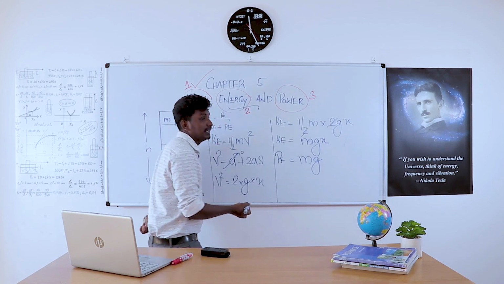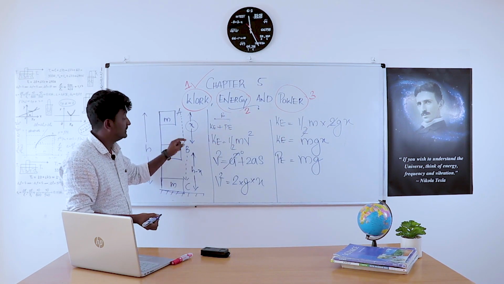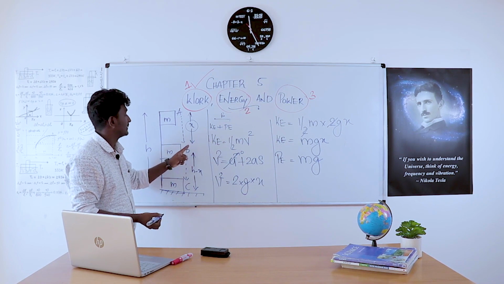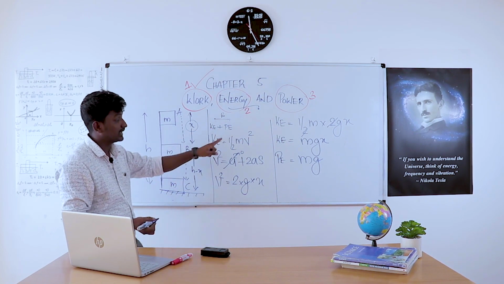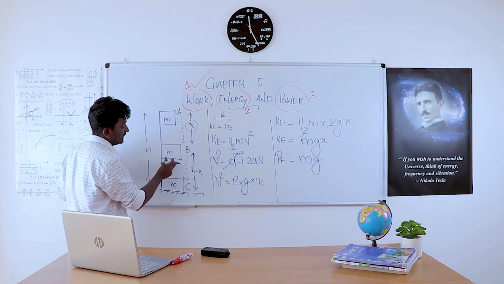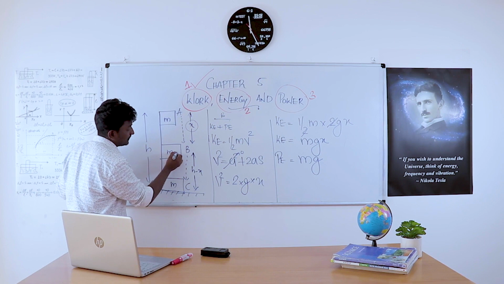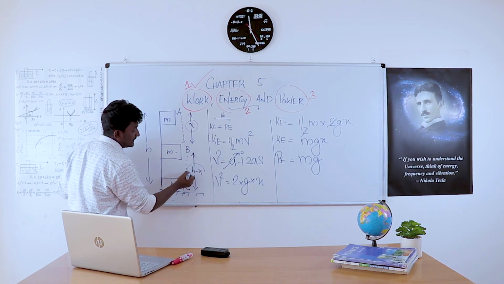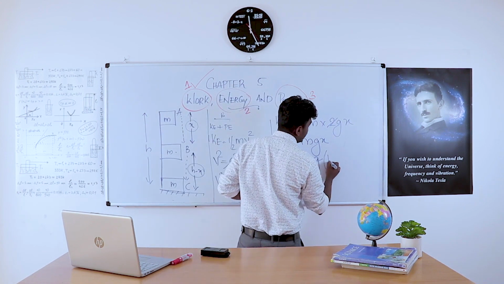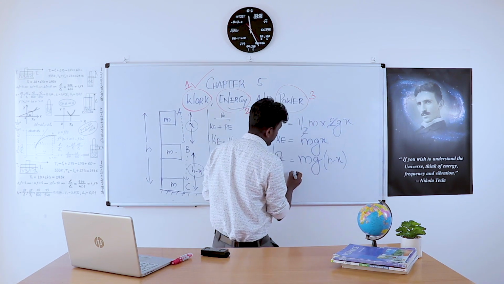Acceleration due to gravity remains constant, but the object now is in the position of B. Therefore, we cannot write h as the height. Just look at the figure. Now the object is here and the height from the ground is h minus x. Therefore, we have to use h minus x.